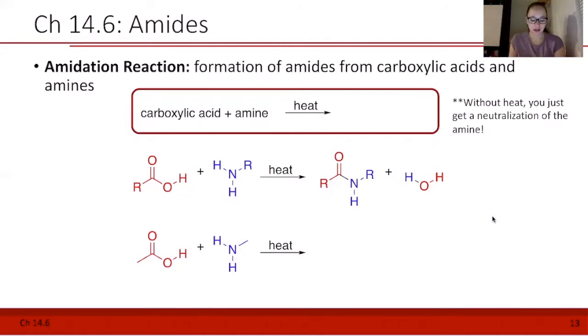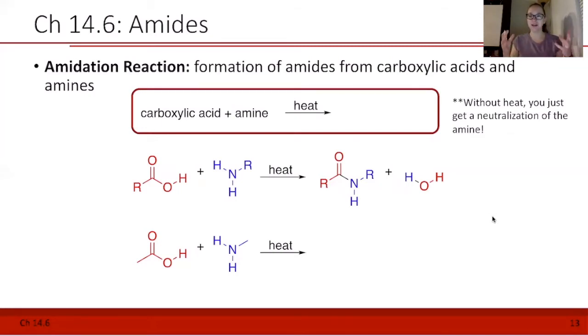They're seen a lot in pharmaceutical molecules as well. So the amidation reaction is the name that we give for the reaction where we make amides. This is the formation of amides from carboxylic acids and amines. If you mix together a carboxylic acid and an amine, but you heat it really hot, then you'll get an amidation reaction.